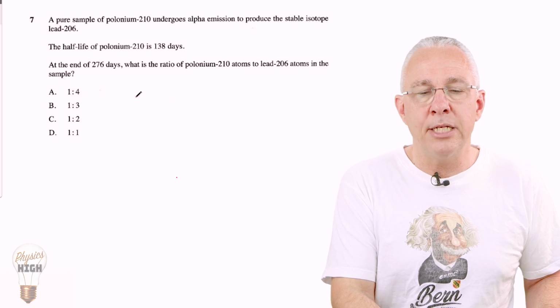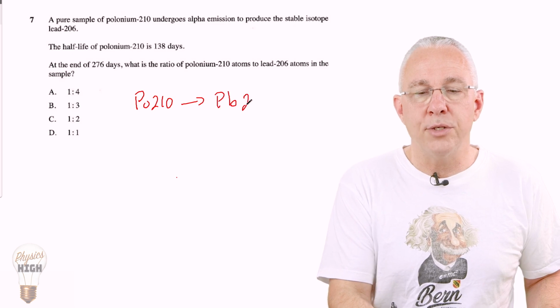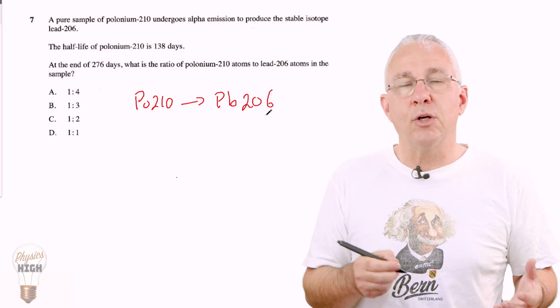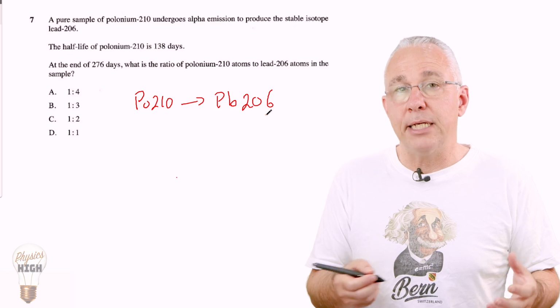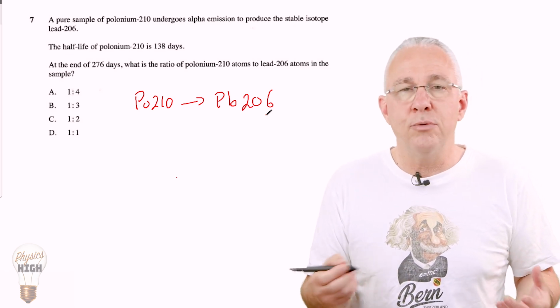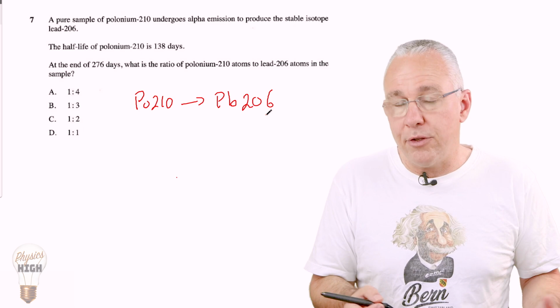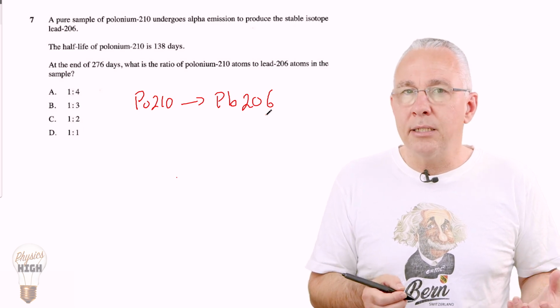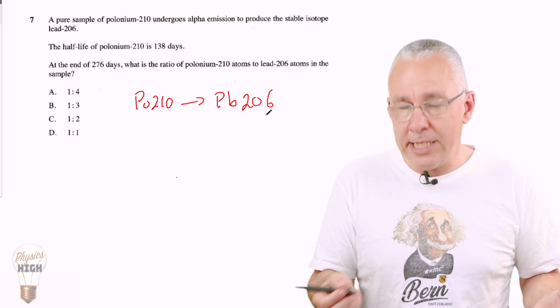So in essence, what we are guessing is we have polonium-210, and that is converted to lead-206. Now the half-life is the time required for half of a particular radioisotope to decay into its other form. We have 138 days, but we're asked, what is it after 276 days?